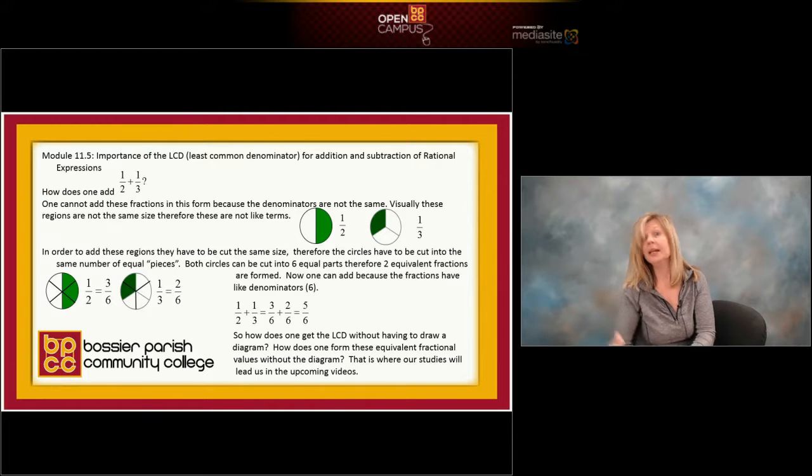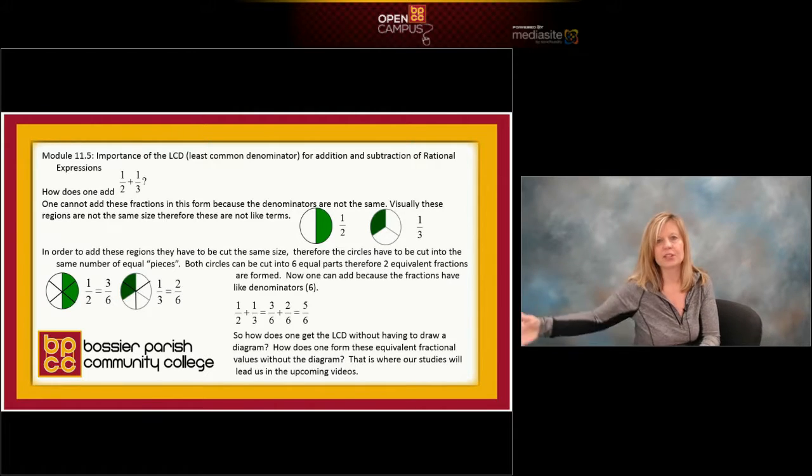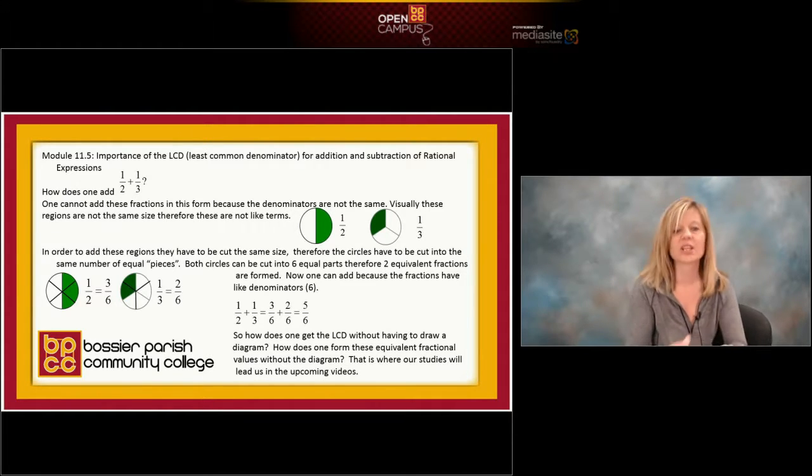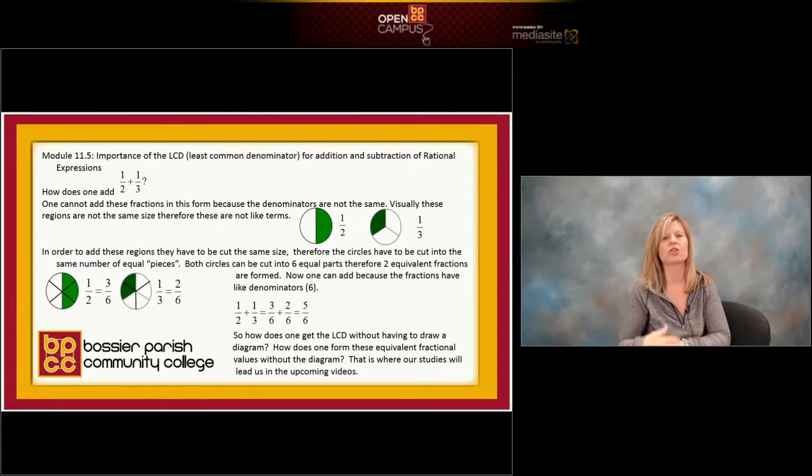Now, our job in the preceding lessons is to figure out how do we get this LCD without drawing the pictures? How do we make these equivalent fractions without drawing the pictures? And that's our goal. Visually, you had to understand the purpose. Now that you understand the purpose, we're going to go do the arithmetic. How do we get this least common denominator of 2 and 3 being 6 without drawing pictures? How do we get these equivalent fractions 3/6 and 2/6 without drawing the pictures? So I'll get you in the next video and we'll go on to the algebra part.